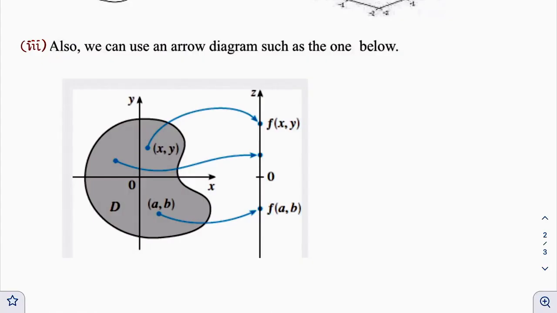A third method is to use an arrow diagram, such as this one. For each ordered pair x, y in the domain on the xy plane, we're going to assign a unique real number f of x, y on the z-axis.